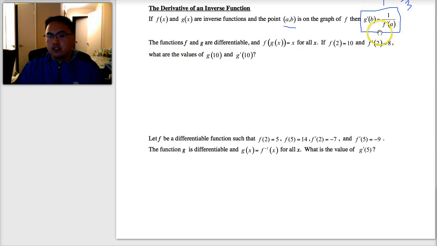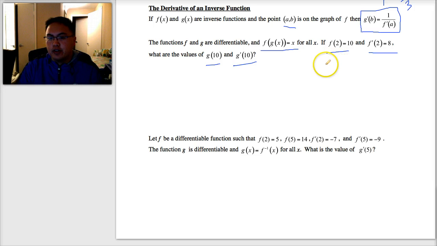Okay, so let's do some examples. If f and g are differentiable, and f of g of x equals x, this whole statement just means you're allowed to take a derivative, and that f and g are inverses. Remember, that was our definition. If f(2) equals 10, and f prime of 2 equals 8, what are the values of g(10) and g prime of 10?